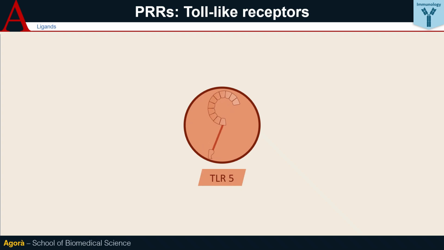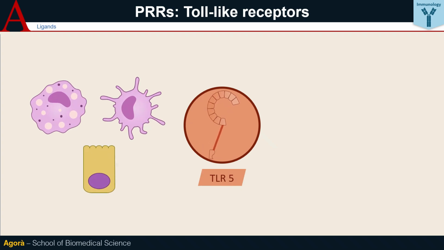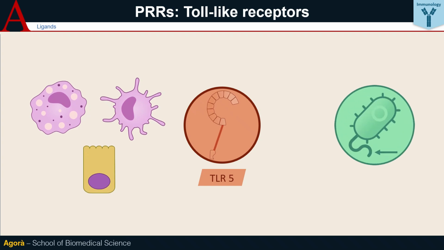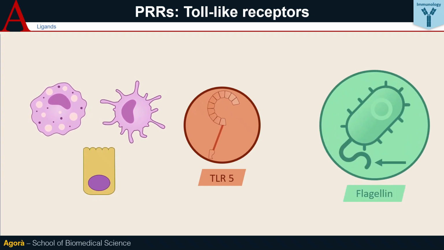TLR5 is expressed by macrophages, dendritic cells, and intestinal epithelial cells. It recognizes a highly conserved site of flagellin, the constituent protein of the bacterial flagellum.